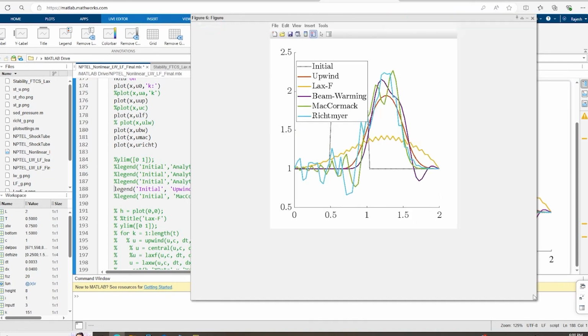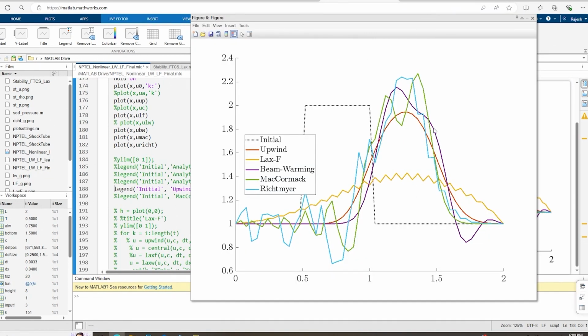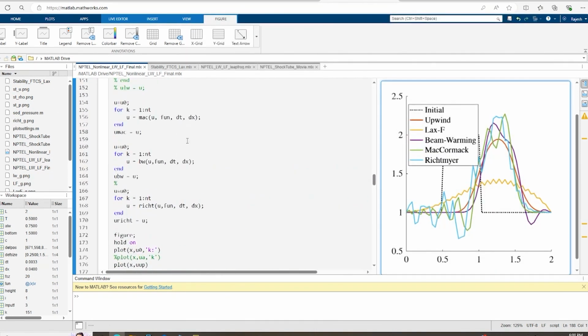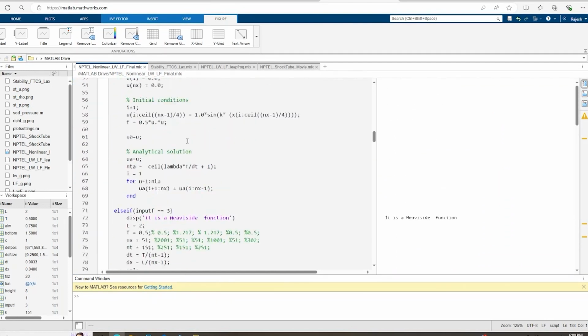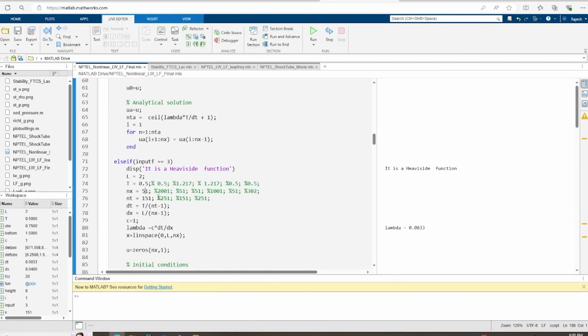You can see that for schemes like upwind, there is a lot of dissipation, but it gives you a decent result. Then we have Beam-Warming, which is an upwind biased scheme, and in the case of McCormack and Richtmyer, both are two-step schemes, so they show a lot of wiggles, and Lax-Friedrichs also has this behavior. You can try increasing the grid size. Let me increase the grid size to a very high value, let's make it 1001, and then just run.